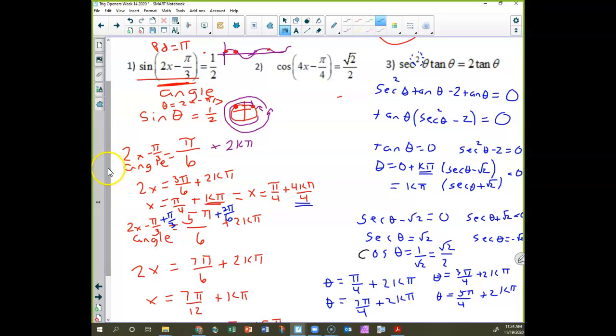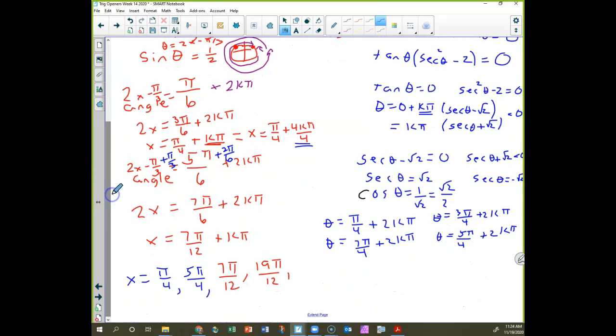Okay. Then I have to list my solutions between 0 and 2 pi. So theta is pi over 4. If I add the period, that's 2 pi. That's 8 pi over 4. That would be 9 pi over 4. That's more than 2 pi. So I have pi over 4, 3 pi over 4, 5 pi over 4, and 7 pi over 4. Those are our 4 solutions between 0 and 2 pi. And it doesn't matter what order you write those in. They don't have to be in ascending order, as long as we have those 4 solutions.